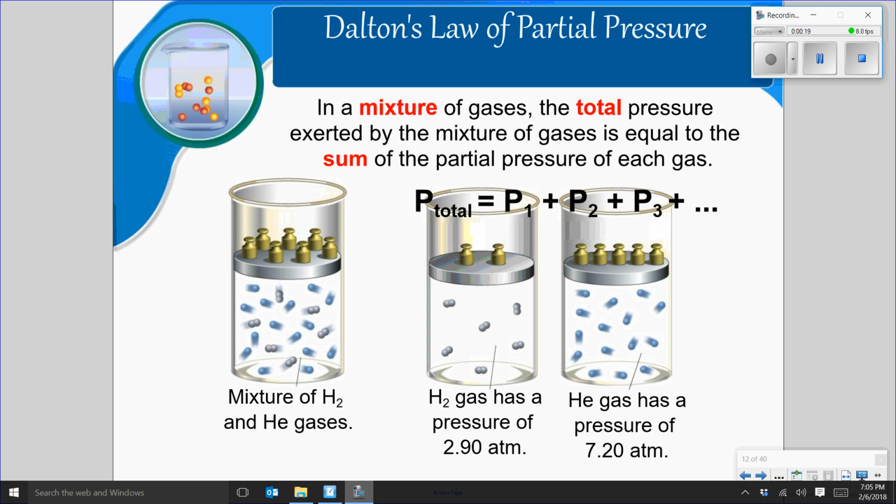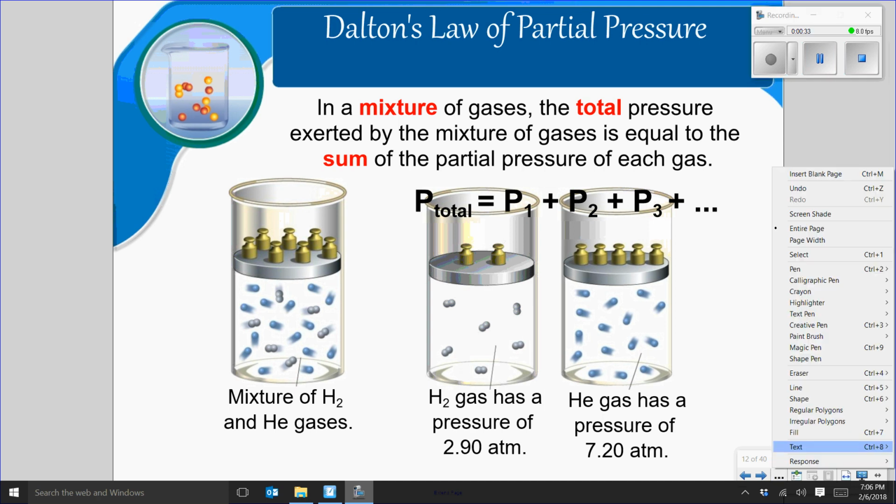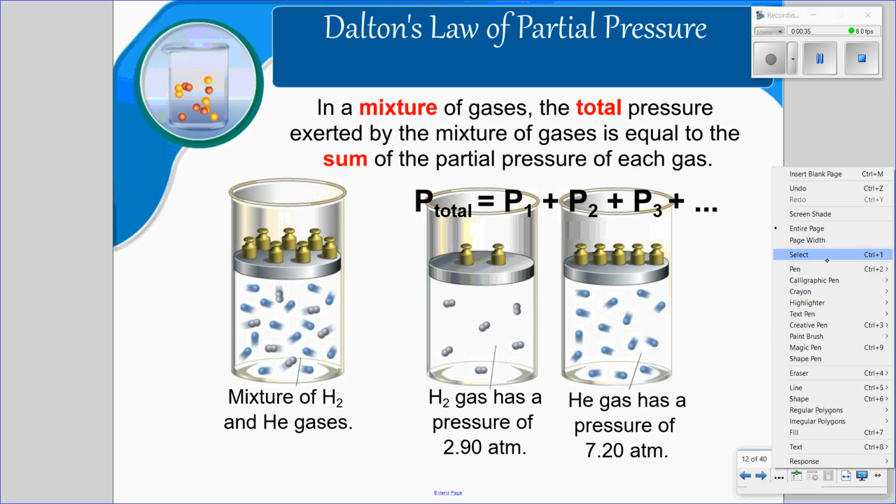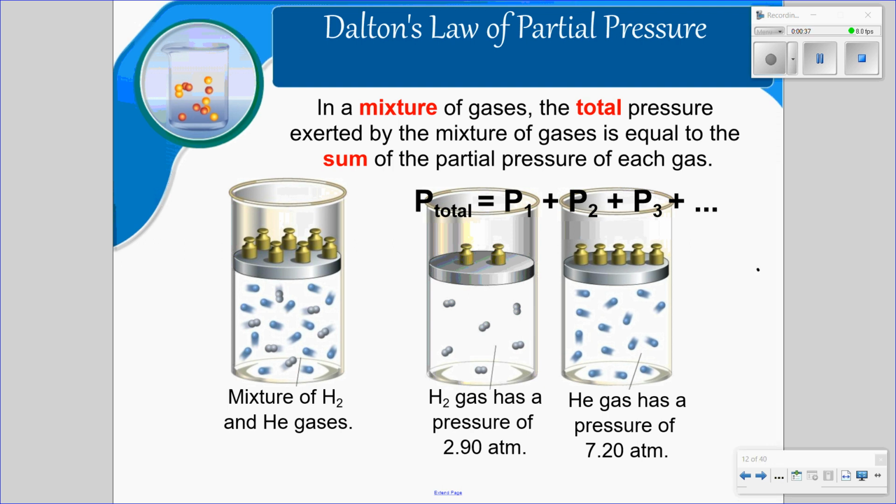So starting with Dalton's Law of partial pressures, this law states that in a mixture of gases, the total pressure exerted by the mixture of gases is going to be equal to the sum of the partial pressure of each gas. So the way that's going to work is defined by this equation right here. P total, that's the pressure of all of the gases in said container, is going to be equal to the pressure of the first gas plus the pressure of the second gas plus the pressure of the third gas, and so on and so forth.